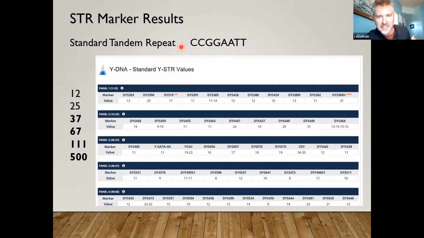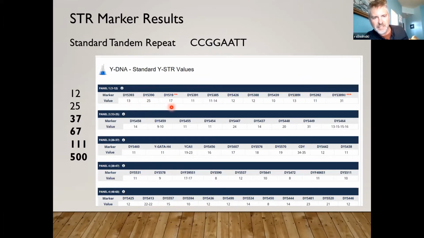Now, this is a segment or a tandem. Repeat is the number of times this section is repeated. So this section at that marker is repeated 13 times. This is just an example. This is not a real base pair order, but it gives you an idea that a segment of DNA is repeated 13 times at this location. At this location, at DYS 390, it's repeated 25 times.